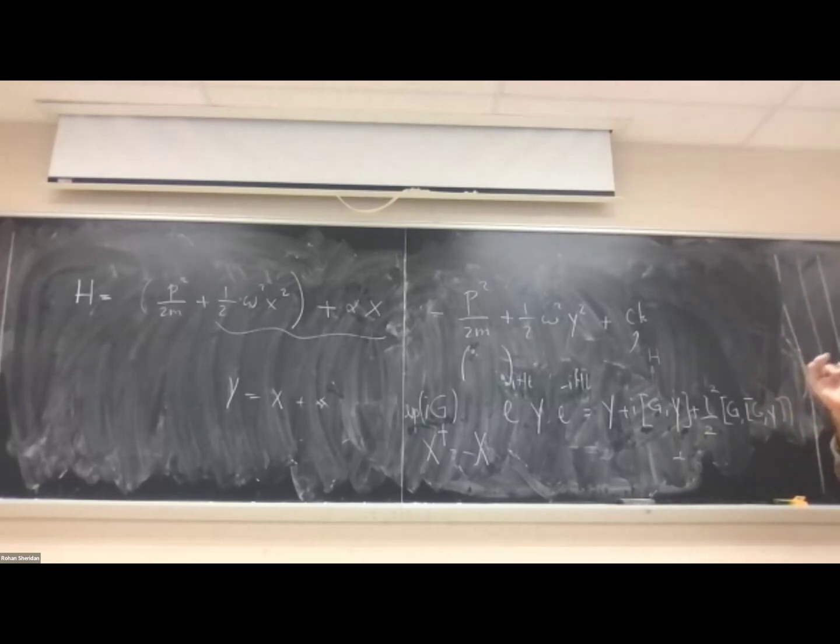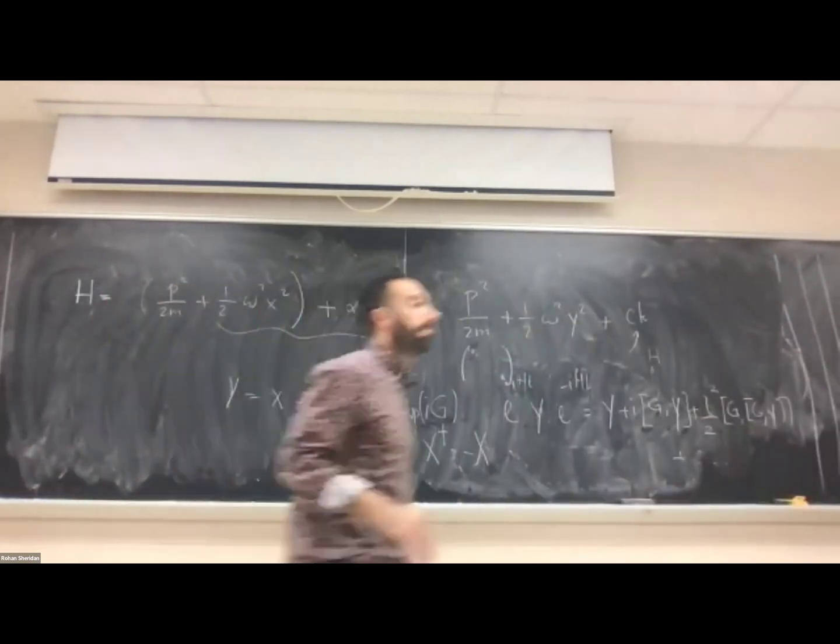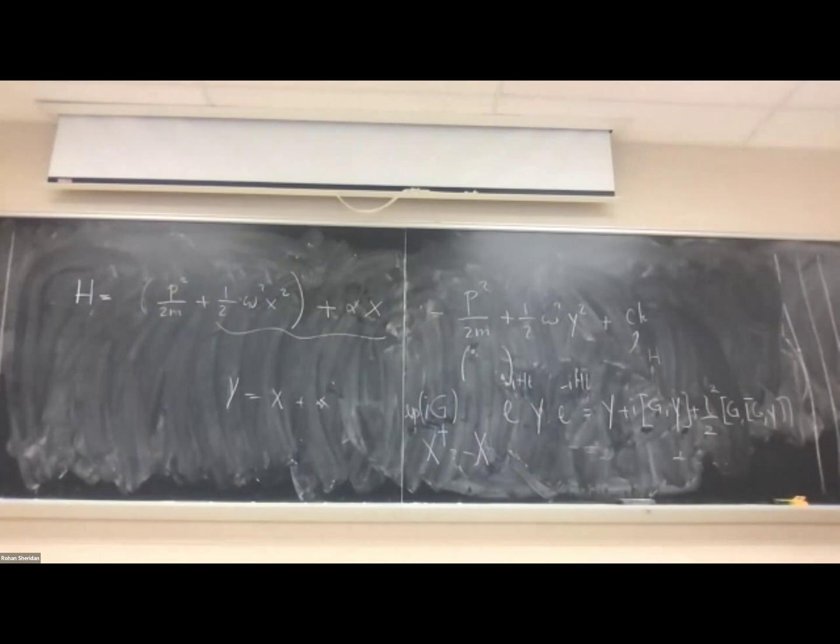Another way of defining a coherent state that you should check is that they are the eigenkets of the lowering operator, the annihilation operator. All right.